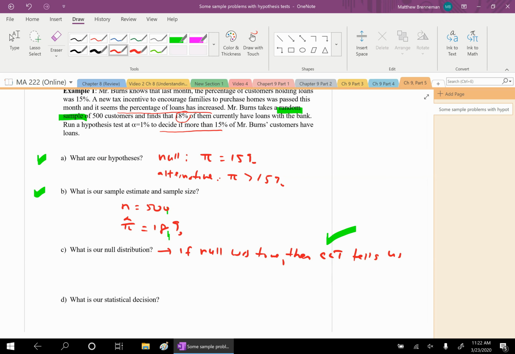So the central limit theorem tells us that the sample percentages have a normal distribution. The mean is the value under the null hypothesis, which is pi naught, and the standard deviation for the sample estimates is the square root of pi naught times 1 minus pi naught divided by n. And we're going to do this calculation in Excel. So let's go ahead and see how this works in Excel.